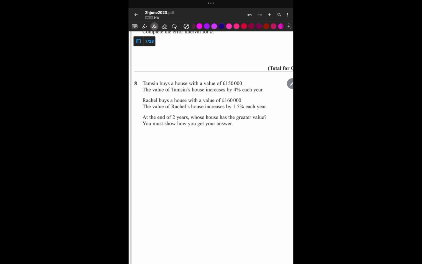So, Tamsin buys a house with the value of this. The value of Tamsin's house increases by 4% each year. This is very important. Rachel buys a house with a value of... The value of Rachel's house increases by 1.5% each year. At the end of 2 years, whose house has the greater value?